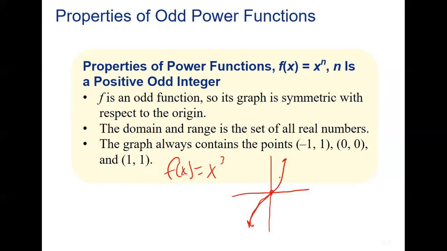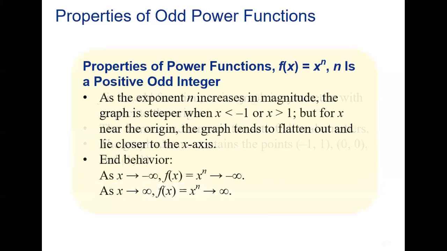Domain is all real numbers. And the points that are always on there are going to be (-1, -1), (0, 0), and (1, 1). My negative one didn't make it. It should be (-1, -1). Okay. Its end behavior, same thing as in a flatten, by the way, but its end behaviors are opposite. Think about odd, opposite behaviors.